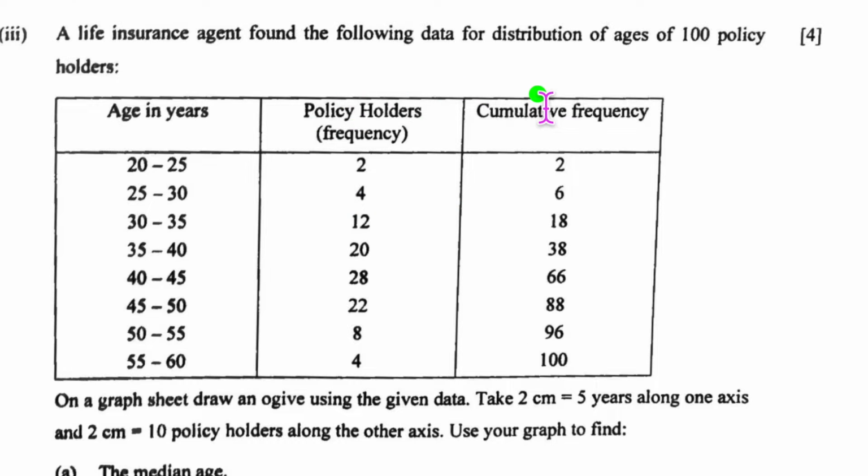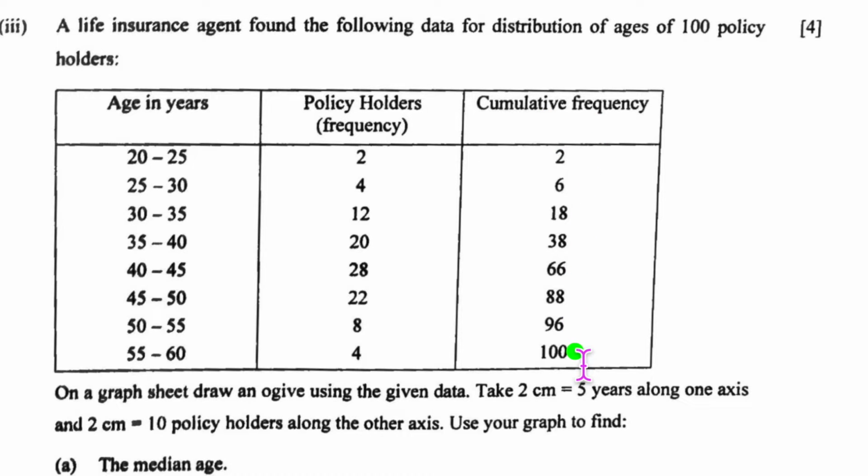In the third part, which is for 4 marks, we have to draw an Ogive, and we have a life insurance agent who found the following data for distribution of ages of 100 policy holders. So age in years is given as class intervals, and policy holders, that is frequency, is given here. And for us, one job was already done, cumulative frequency was already given. So all we had to do was to take the points to plot.